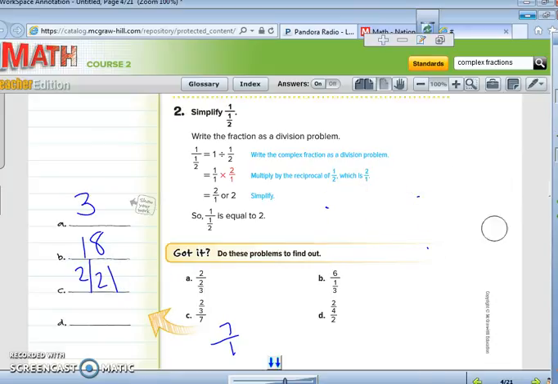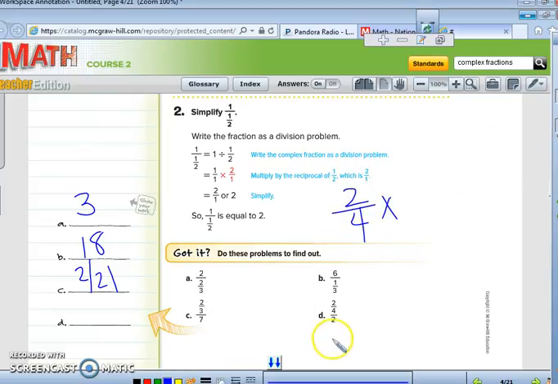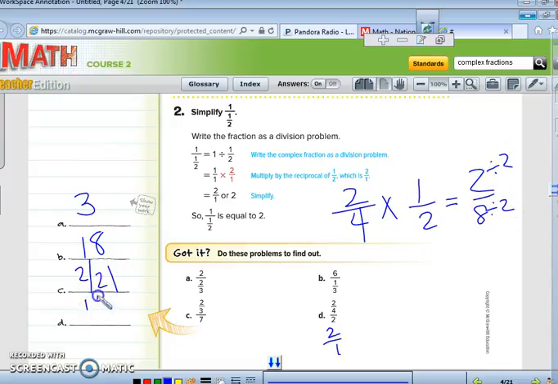And then finally, letter D, we're going to keep 2/4. Change, and then again 2 is the same thing as 2 over 1, so I'm flipping it to 1/2. And 2 goes into both of those numbers, so that's going to leave me with 1/4.